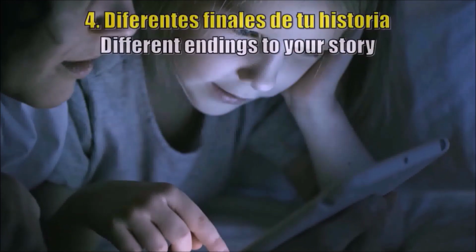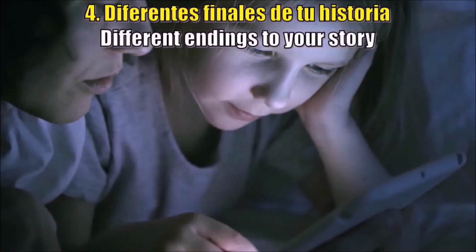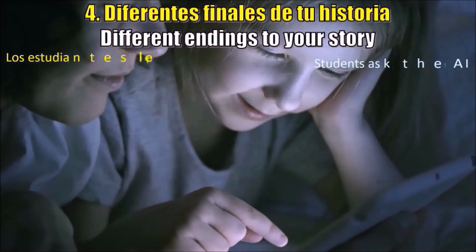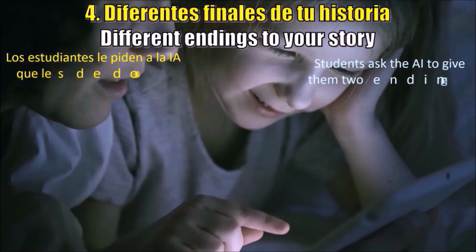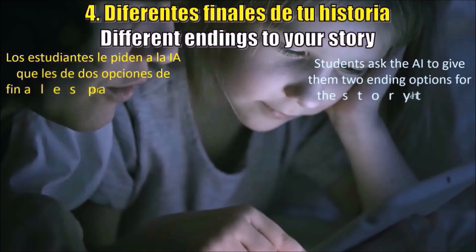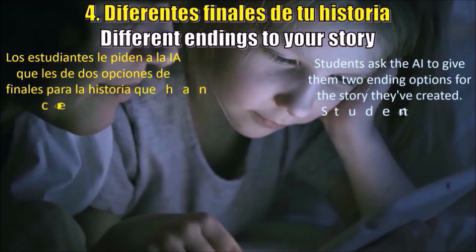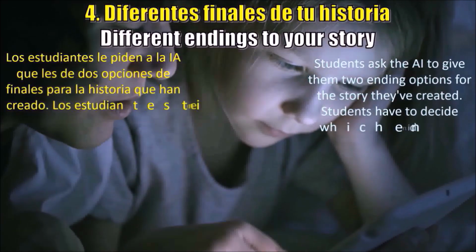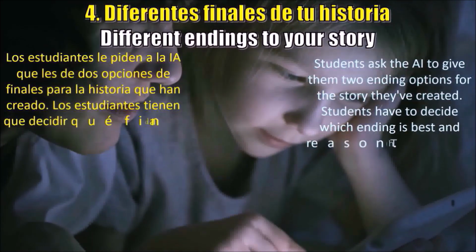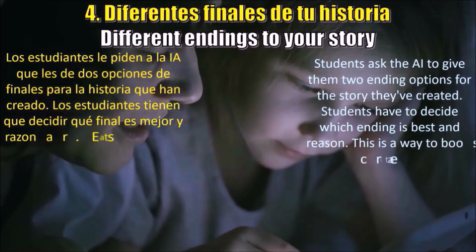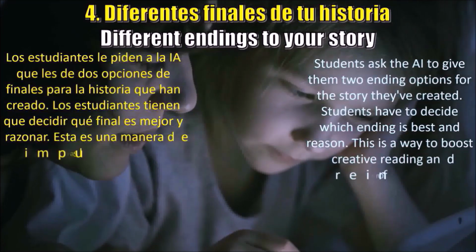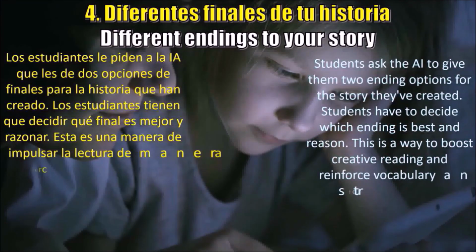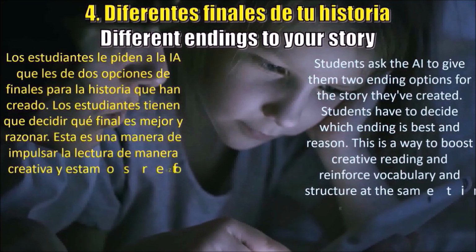Activity suggestion number 4. Different endings to your story. Students ask the AI to give them 2 ending options for the story they've created. Students have to decide which ending is the best and reason about it. This is a way to boost creative reading and reinforce vocabulary and structures at the same time.